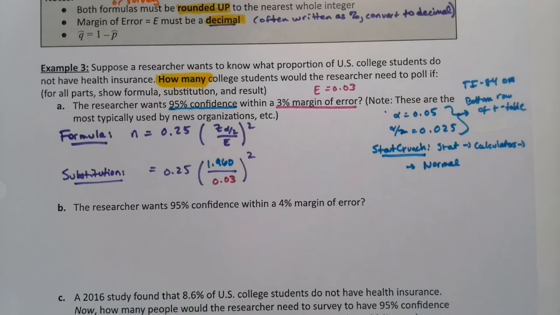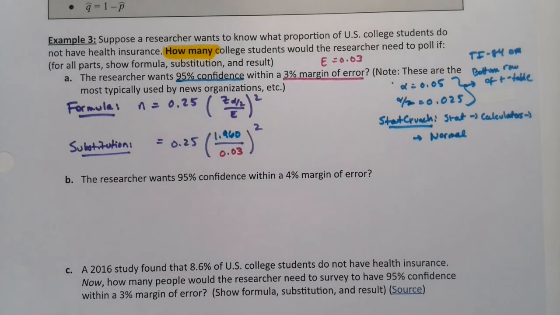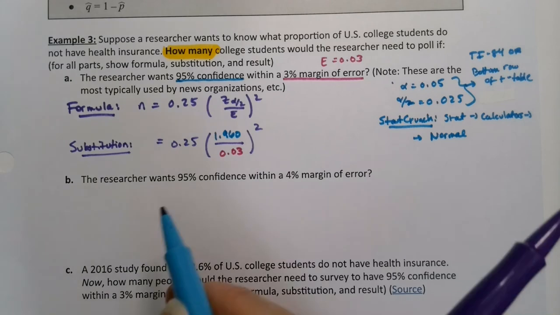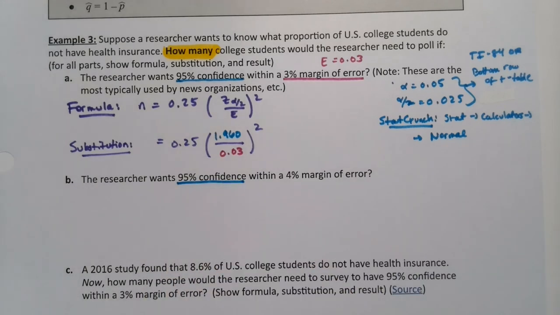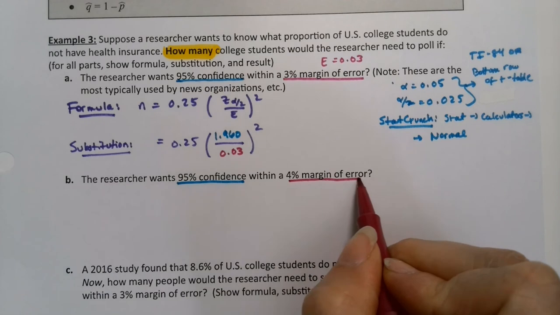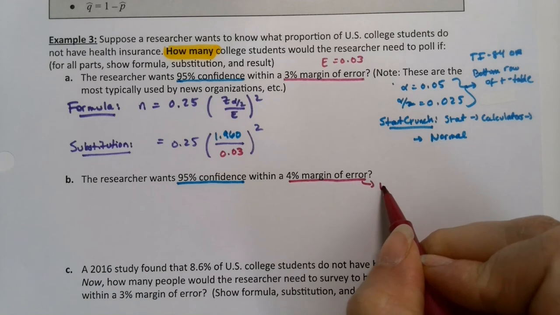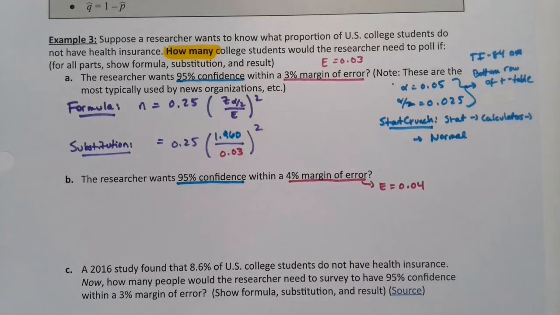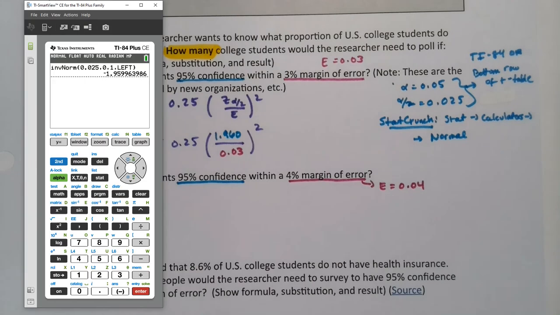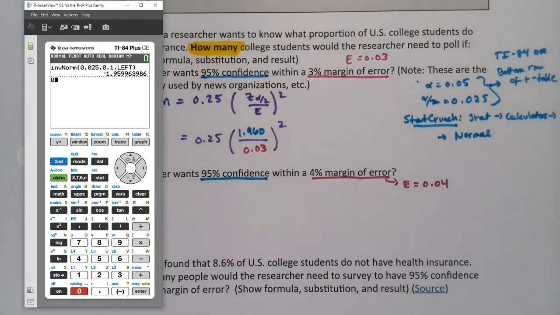All right, so then what if the researcher wants 95% confidence still, but wants to let the margin of error be 4%? Oh, I never actually found that number, did I? All right, let me go back real quick. I'm just going to grab this calculator and type that in. 0.25 parentheses 1.96 divided by 0.03, close your parentheses and square it, which is right over here. Enter.